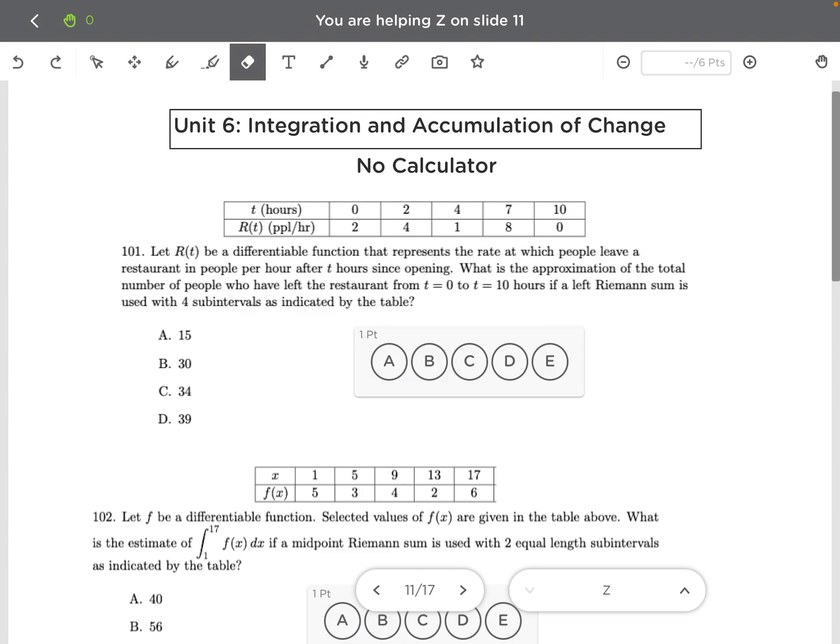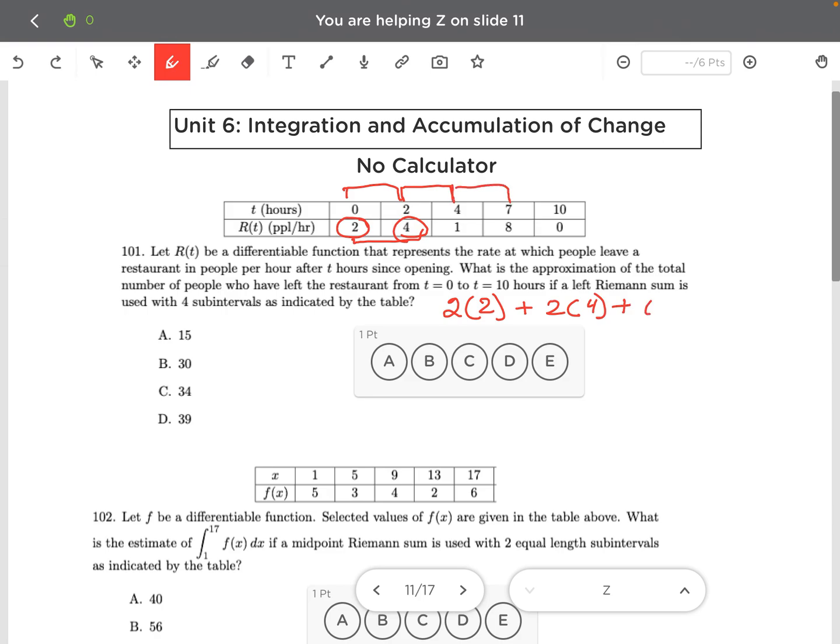So we're going to start from the first interval, which goes from 0 to 2 hours. So using a left-hand Riemann sum, the width of the rectangle is 2, and I want to use the y value on the left side, which would be 2. The next rectangle, width is still 2, and I'm going to use the left-hand y value, which is 4.